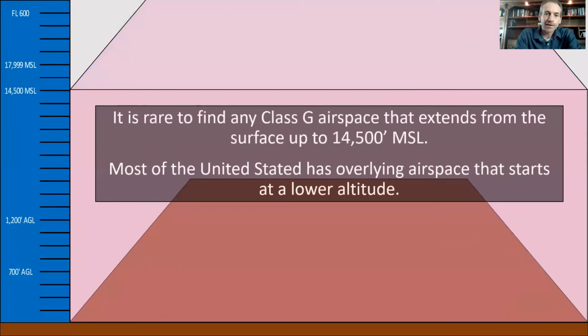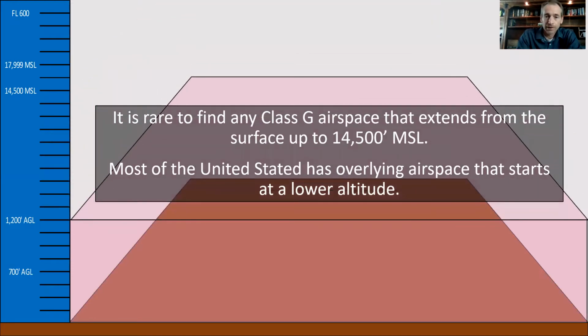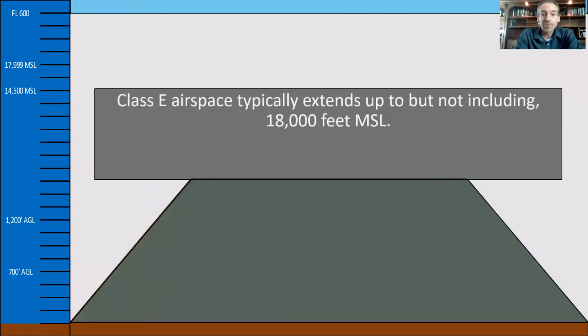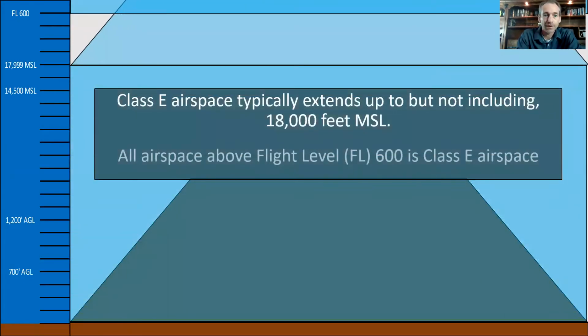It's rare to find any Class G airspace that extends from the surface up to 14,500 feet MSL. Most of the United States has overlying airspace that starts at a lower altitude, and generally that's going to be about 1,200 feet AGL. Class E typically extends up to, but not including, 18,000 feet MSL. And then all airspace above flight level 600 is Class E airspace as well.